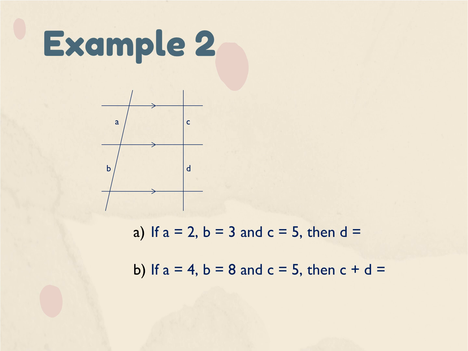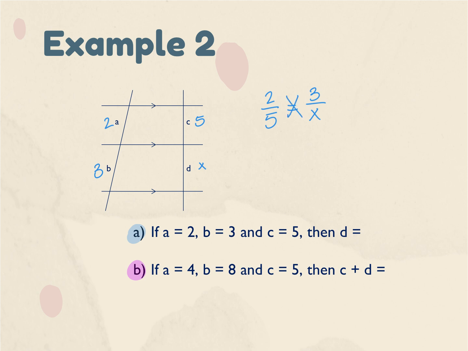All right, looking at example number 2. Again, I'm going to do them in separate colors. I will do this one in blue, and I'll do this one in this purple pink color. All right, A is 2. B is 3. C is 5, and I want to find D. I'm going to do top over bottom. So my top values is 2 and 5 equals 3 over x.